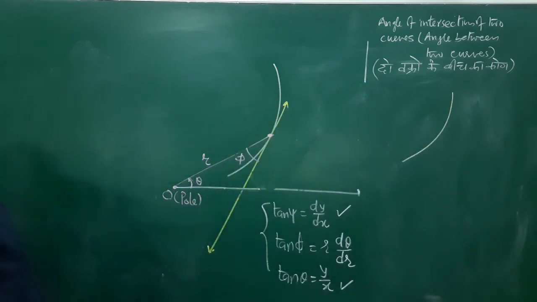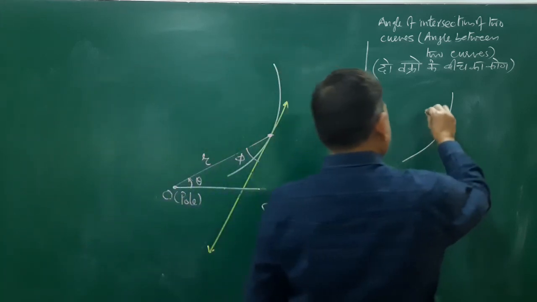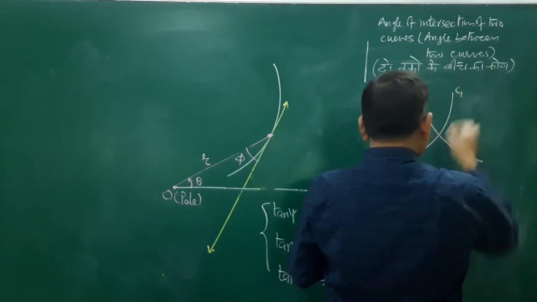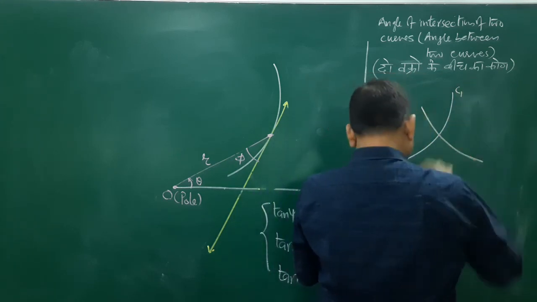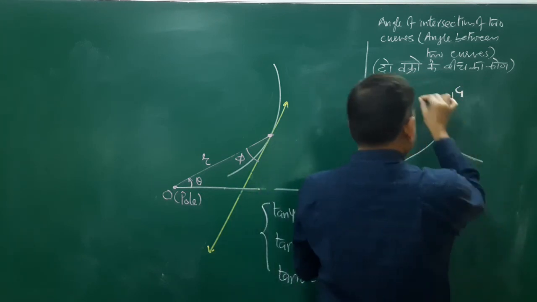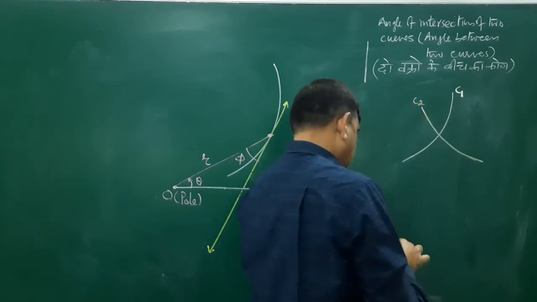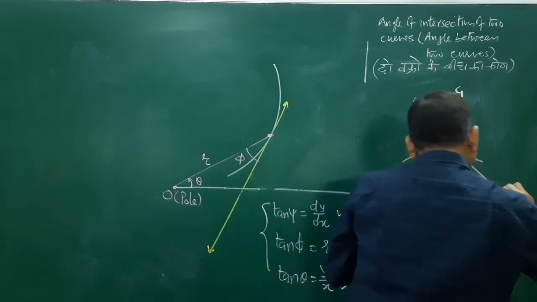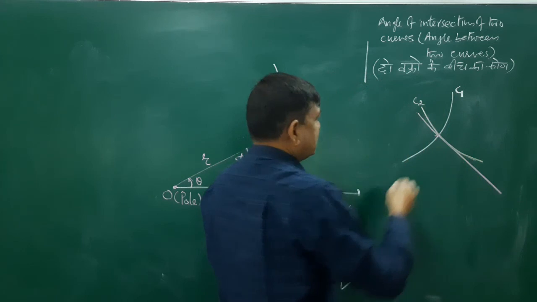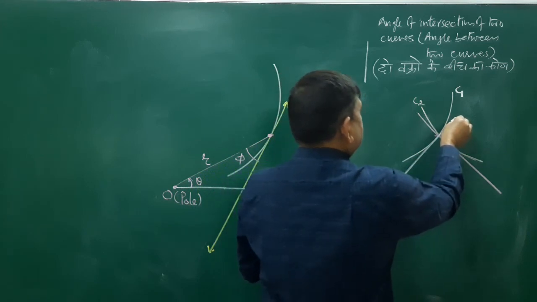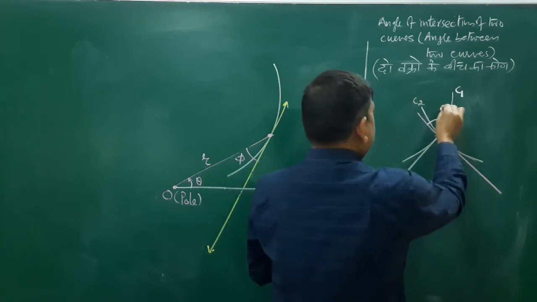First curve, second curve, this is suppose C1, here it is C2, this curve is C2, and tangent, this is the tangent of first curve, and this is the tangent of second curve, and this is the angle, and this was, you remember, alpha.